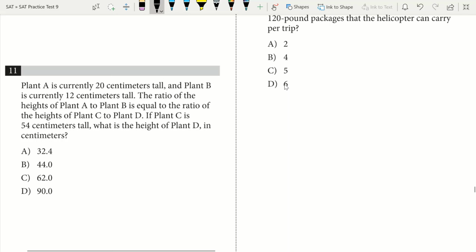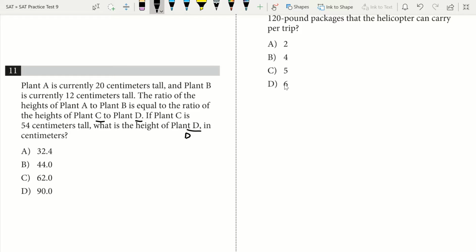Plant A is currently 20 centimeters tall, and plant B is currently 12 centimeters tall. The ratio of heights of plant A to B is equal to the ratio of heights of plant C to D. If plant C is 54 centimeters tall, what's the height of plant D? Okay, well, what I know is I need to solve for plant D. I'm just going to represent that as D, right?